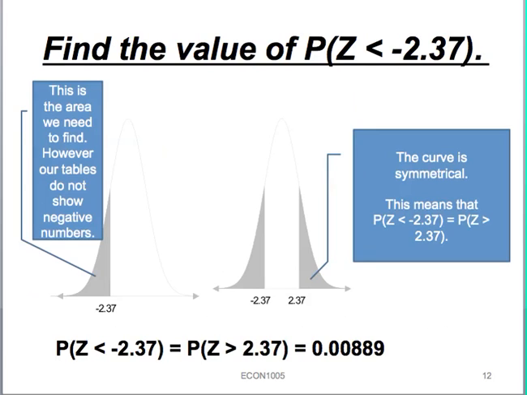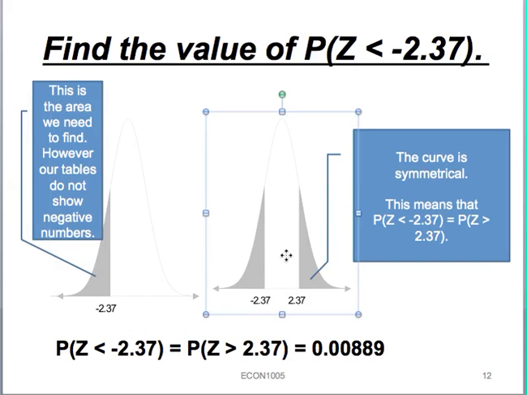What if we need to find the probability that z is less than negative 2.37? Now on my left, I have a little diagram showing you the area we're interested in. I find that drawing the diagrams helps you to see exactly where the area is that you're interested in, and then how you're going to manipulate in order to find that area. So I'm interested in finding this area on the left of negative 2.37. Now you may realize the tables don't have negative numbers.